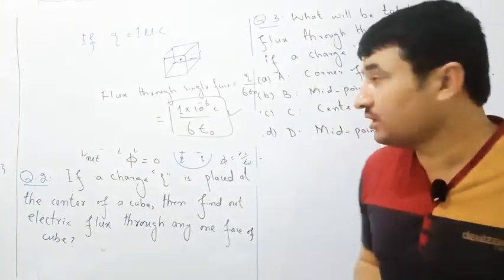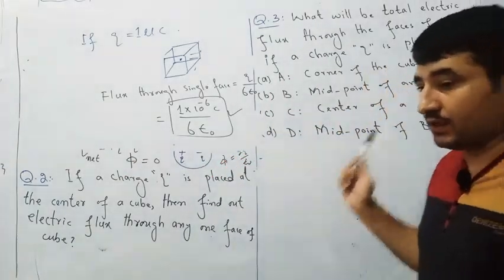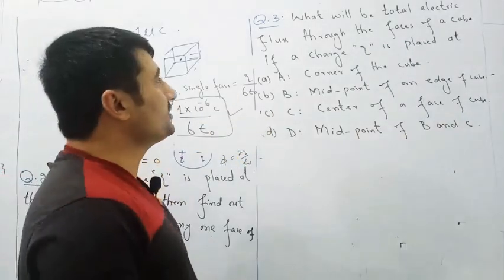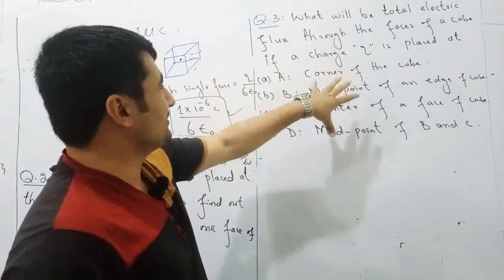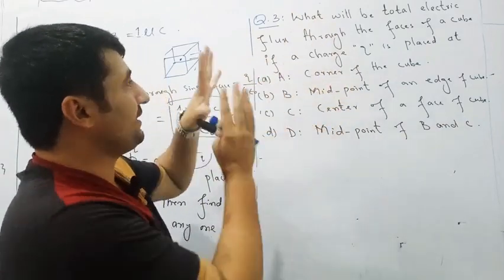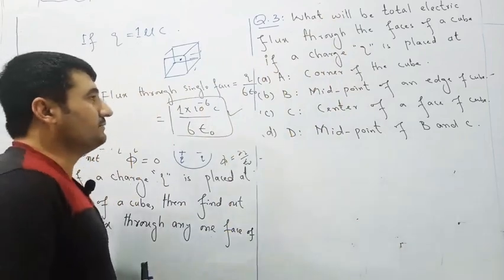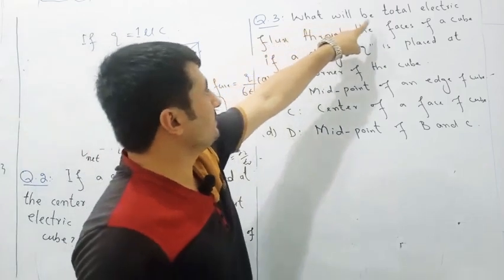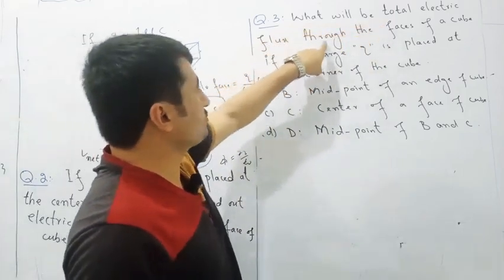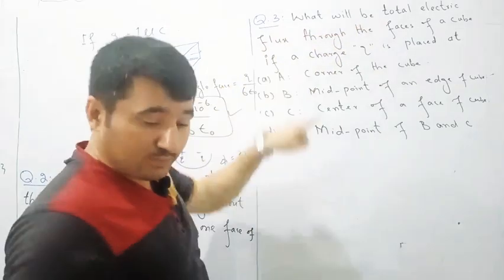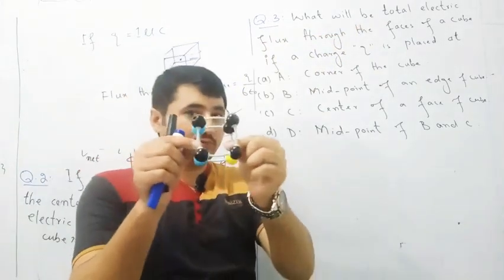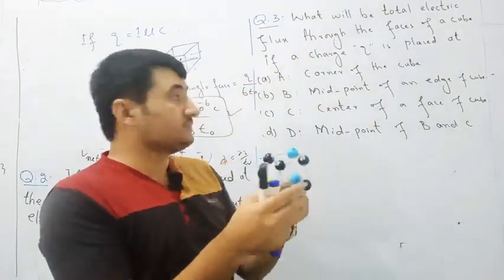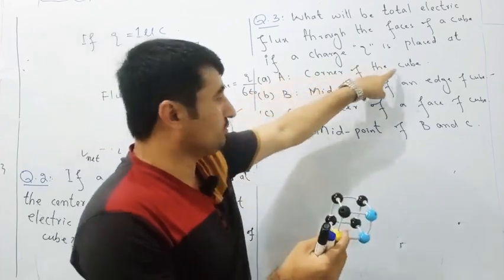question 3, already I have written on the board, and that is again related with Gauss's law and with the cube. This question is very interesting. We will study different cases in question 3, and from here your concept will become clear. Question 3 is, what will be the total electric flux through the faces of a cube? The condition is the same. You have a cube. Clear? And now the condition is that the charge is given at a different place. The charge is placed, see the first one, at the corner of the cube.